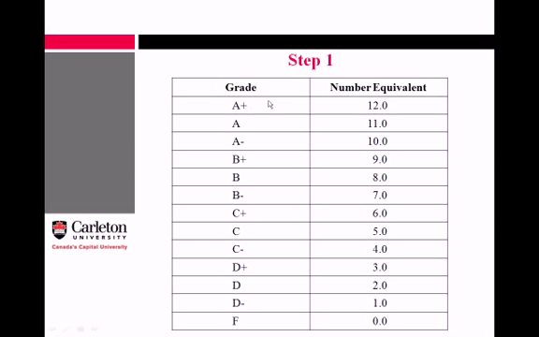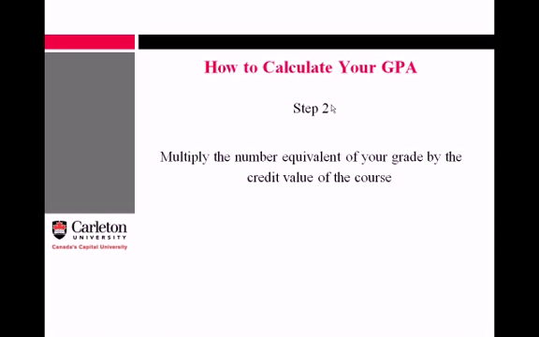An A plus is equal to 12.0. An A is equal to 11.0. A minus is 10.0, B plus 9.0, and so on until you get to F, which is of course worth 0. Hopefully no one will ever get that. So every grade has its own number equivalent, and you need to be able to convert between the two for step 2, where you multiply the number equivalent of your grade in the course by the credit value of that course.